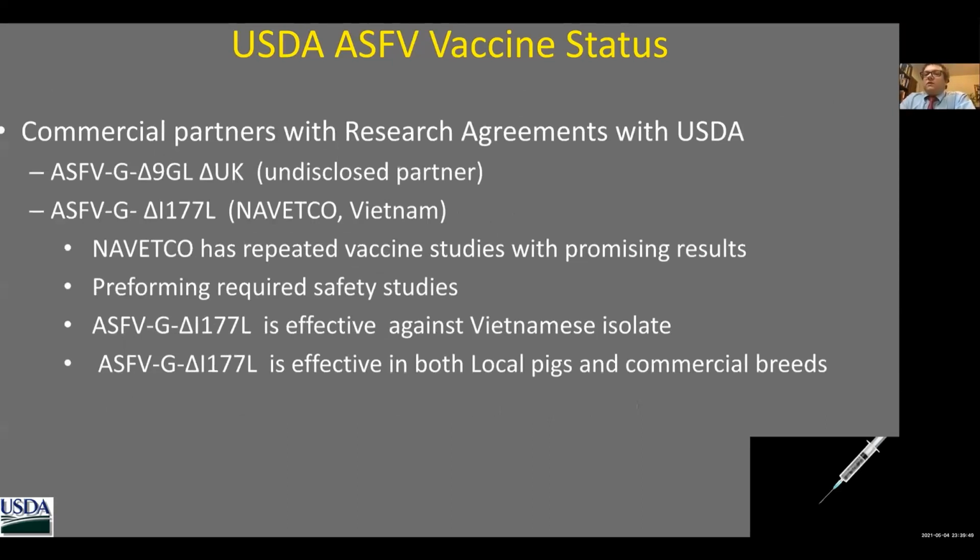What commercial partners do we have and how are our research agreements going? With our 9GL-UK, we have an undisclosed partner, and it's up to them to report the results. For our Delta I-177L, we partnered with Navetco in Vietnam, and Navetco has repeated our vaccine studies with very promising results. It's performing required safety studies for licensing, and our Delta I-177L has been shown to be effective in their hands against the Vietnamese isolate and has been tested to be effective in both local pigs and commercial breeds.